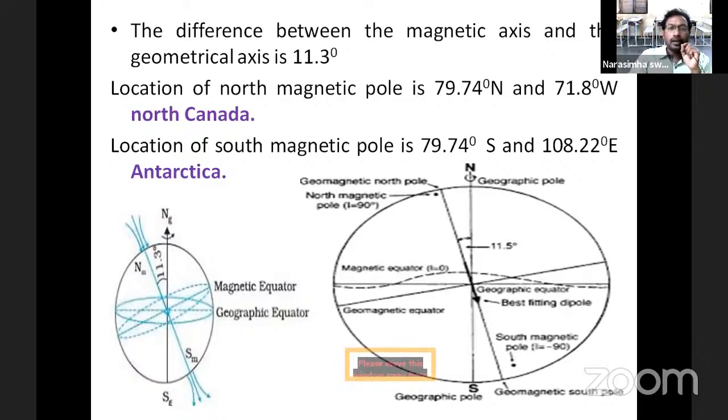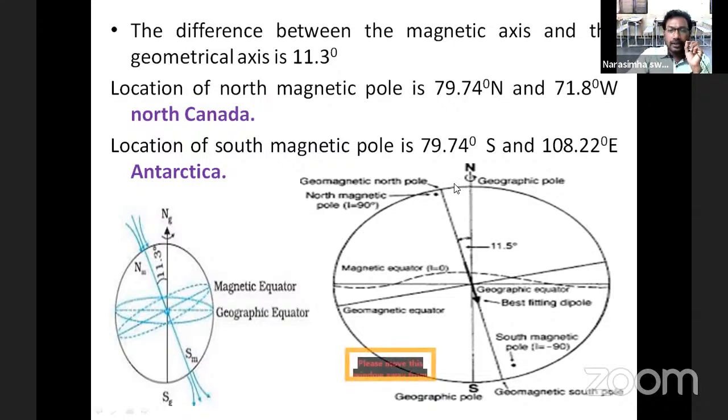So here is the diagram, a clear picture. Observe the diagram first. Here the north is indicated, structurally or geometrically. This is the north pole, given by geography. Exactly opposite to this, the south pole is there. The line passing from north to south is called the geometric axis.